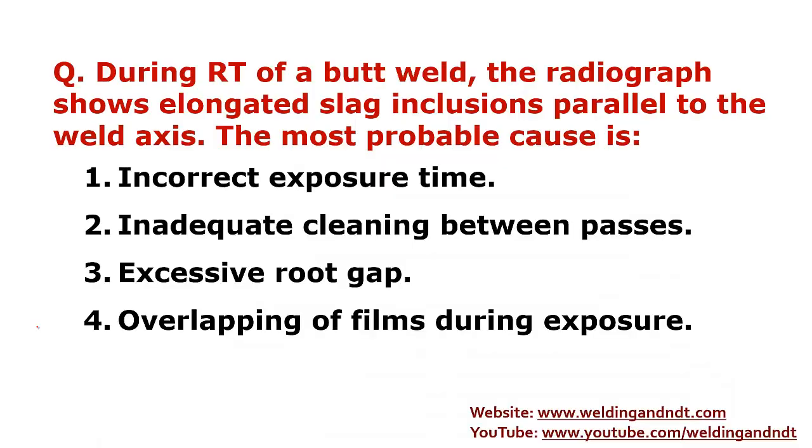In 1 minute, one question. Our today's question is: during RT of a butt weld, the radiograph shows elongated slag inclusions parallel to the weld axis. The most probable cause? So you observe elongated slag inclusion during radiography parallel to the weld axis. So what could be the most probable cause among the four options?